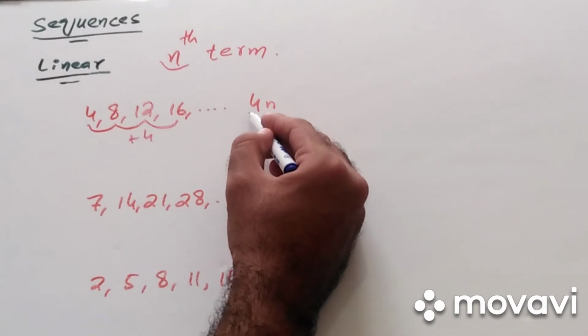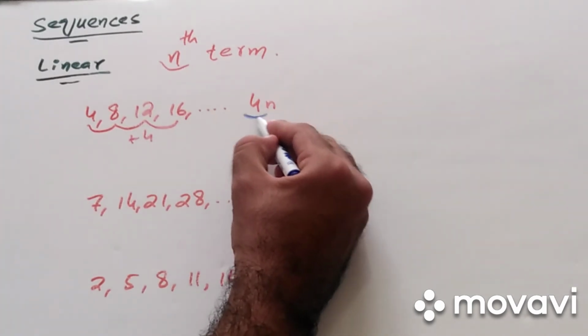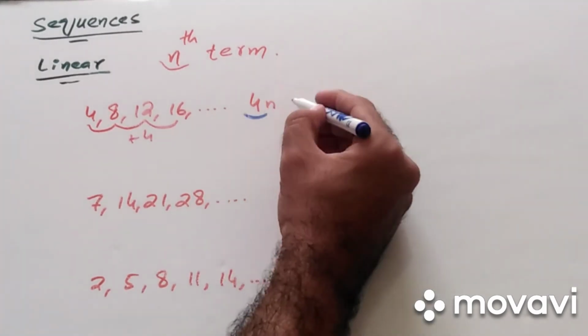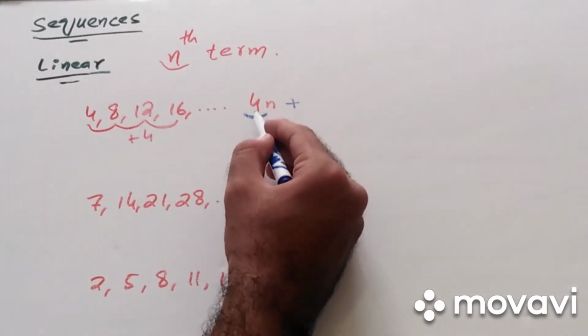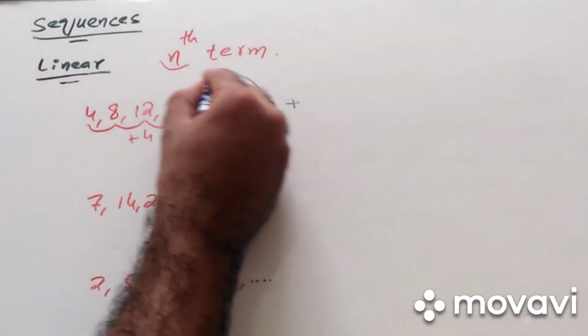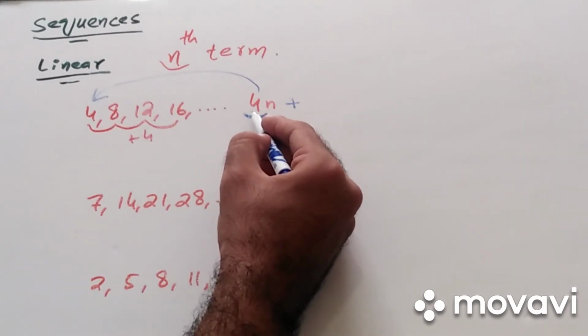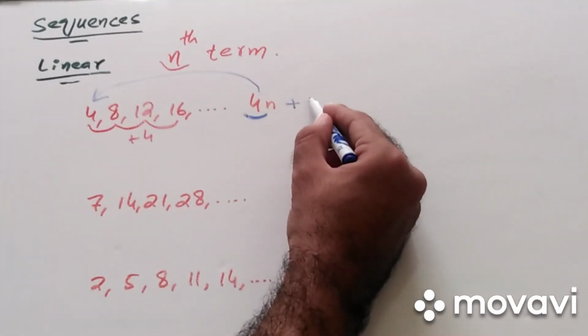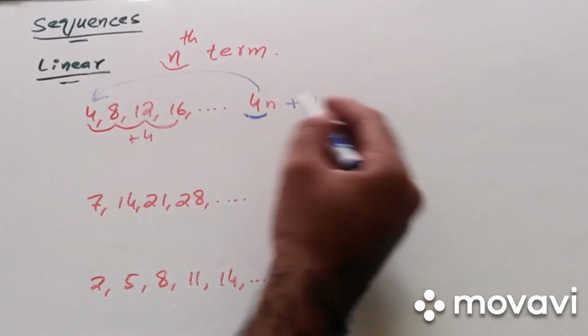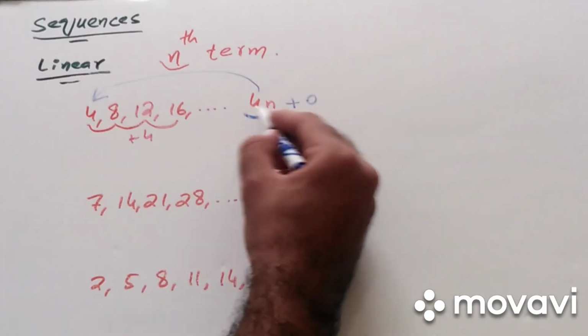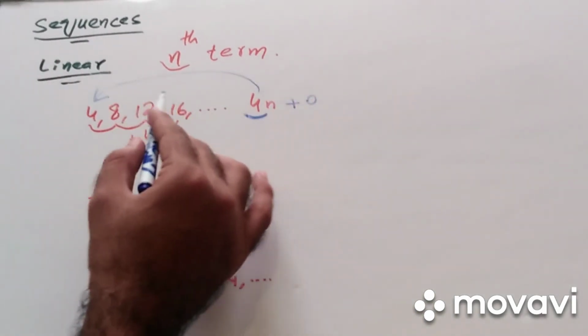So you have to check in this thing, 4 is already there. So what do you have to add to get the very first number? In 4, what do you have to add to get 4? You don't have to add anything, or just 0. So that is the representation of this whole thing.